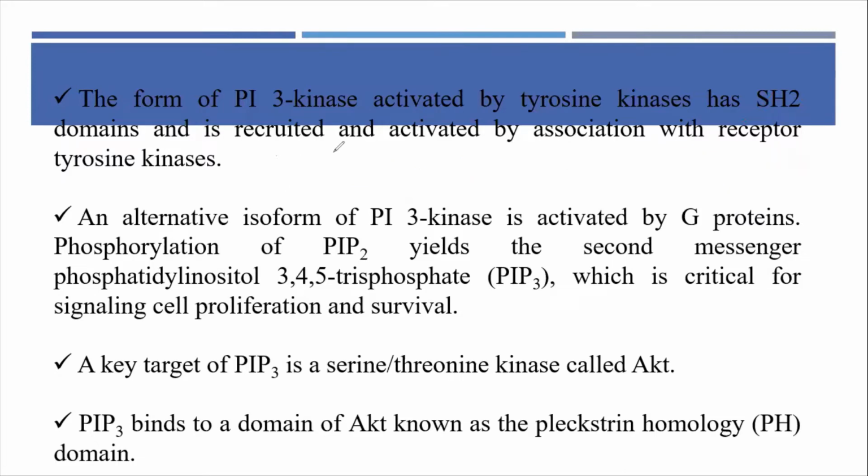So from tyrosine kinase, now we know how PI3 kinase is activated. Now PI3 kinase is going to add a phosphate group to your PIP2, which is going to give you PIP3. Now this is important. The key target of PIP3 is a serine threonine kinase called AKT. So PIP3 binds to a domain of AKT known as the pleckstrin homology domain. Do you remember plectin, where we talked about it? There's a difference. So this is pleckstrin homology, the PH domain, which is present in AKT.